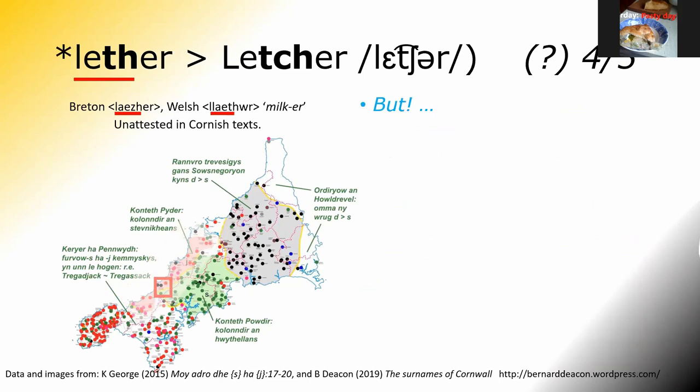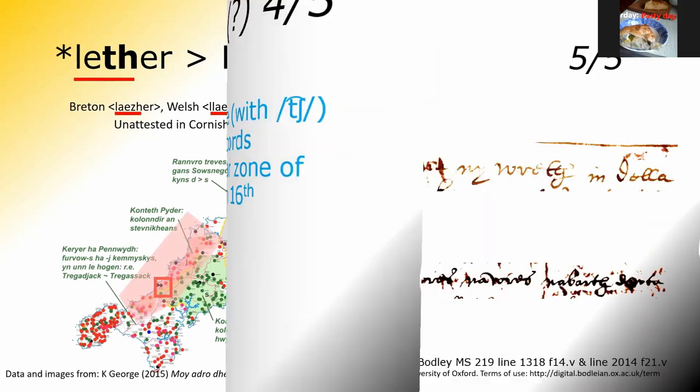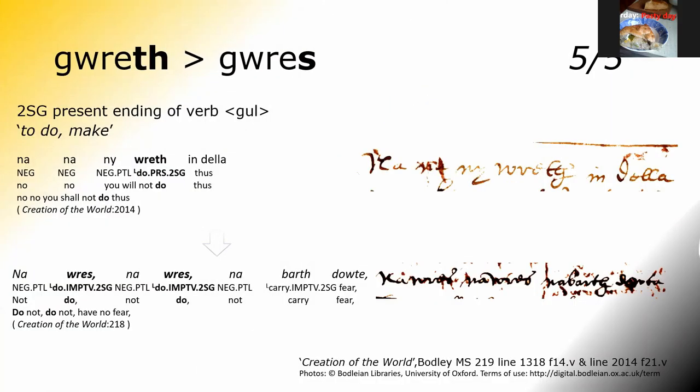Actually, in surname records, earlier Leicester is earliest found outside of the Pidar area, and thus outside of the strongest area of this ch palatalization effect. So it probably was not a factor. So no proof of assibilation of th here. But don't give up. This last case is more certain.